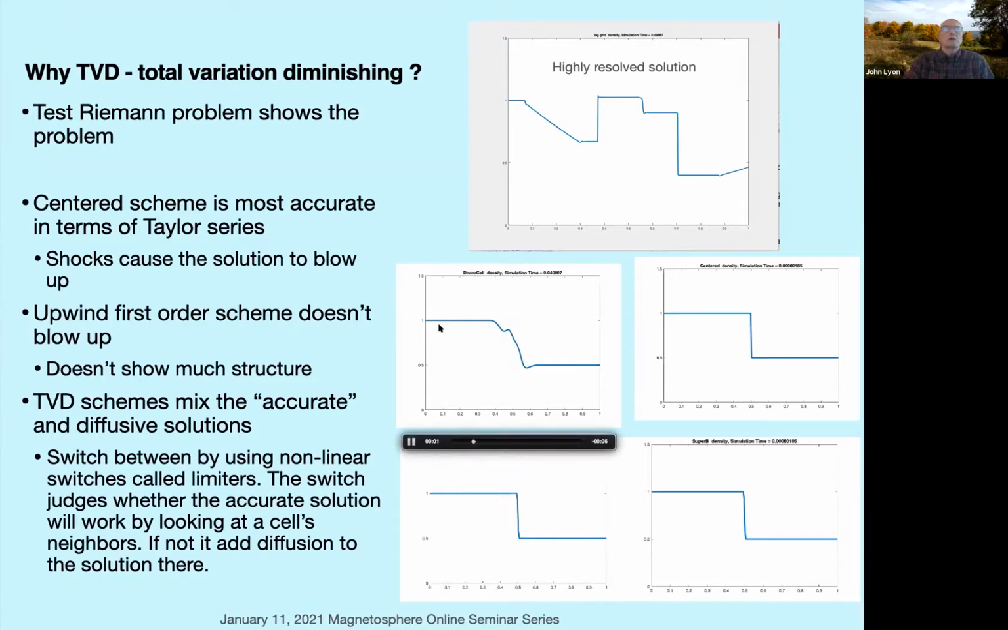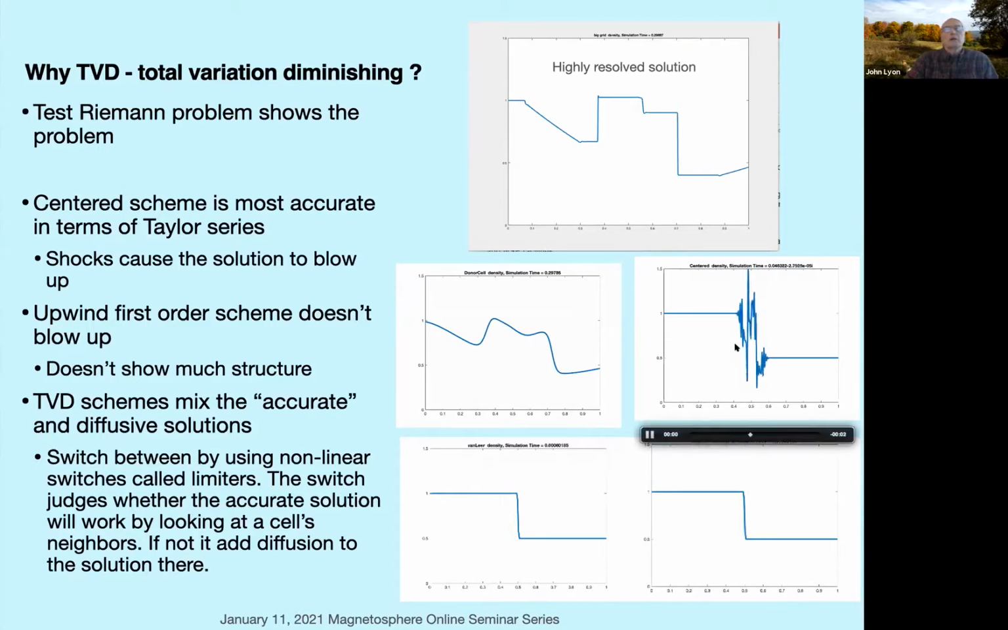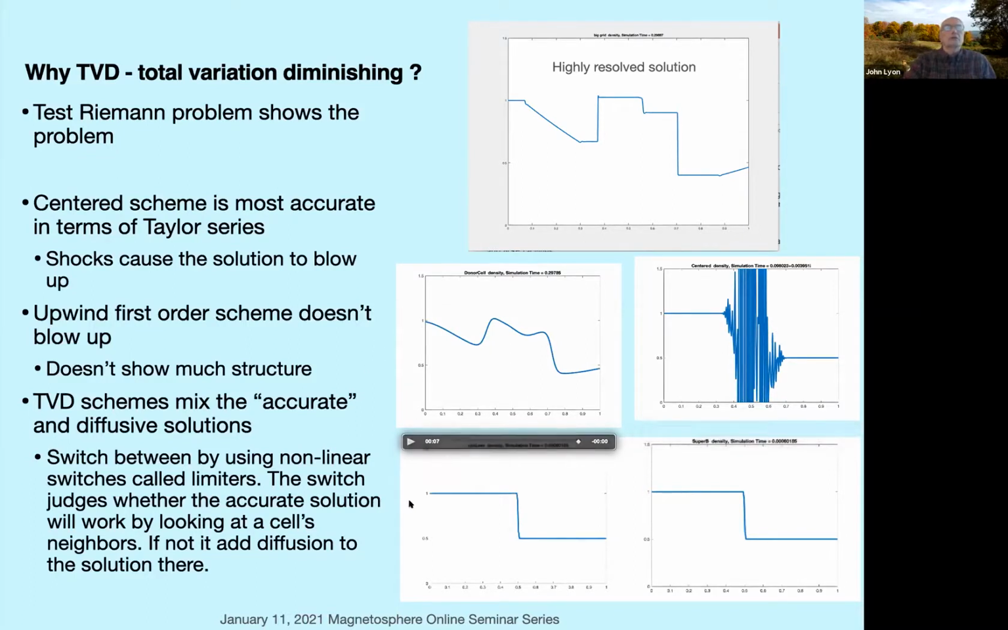Unfortunately, it doesn't show much structure, and up at top you can see a highly resolved solution for this problem, which is basically a Riemann shock tube problem. It's a change in magnetic field and density across the center of the grid, and then that propagates. Now, if I tried using a centered scheme, I get this, which if you can see at top, when it finally quits, it actually has an imaginary time step, so that's not very useful.